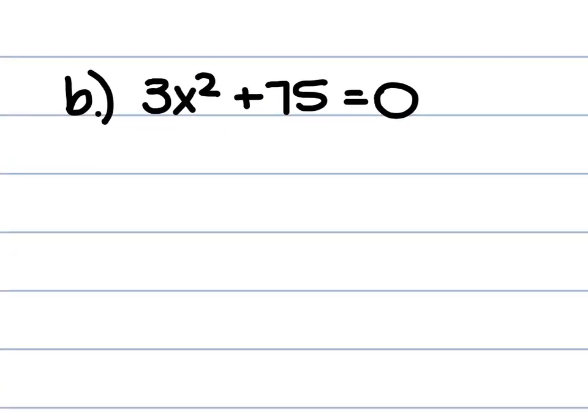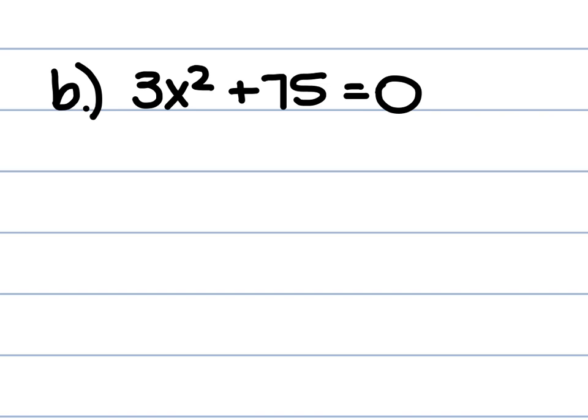Okay, let's try B. Again, all of this is going to work out in the same way that it always has, except that at the end, we're probably going to be taking the square root of a negative number. That's kind of the whole goal of all this. So what would I do first?